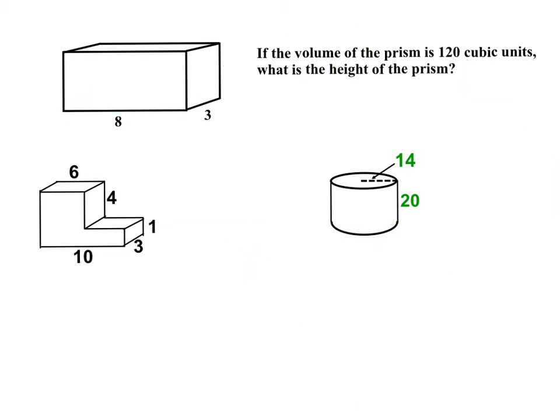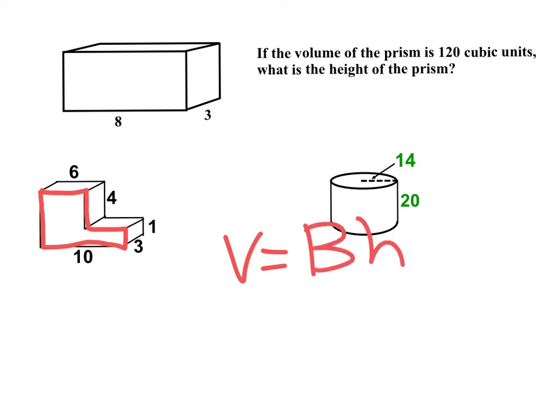Or you might end up with something like this second problem, where I have the base that is congruent and parallel as this 1, 2, 3, 4, 5, 6-sided figure. This is what you call a hexagonal prism. That hexagon is the base. So when I go to do volume equals big B times H, there is no formula for area of a hexagon.